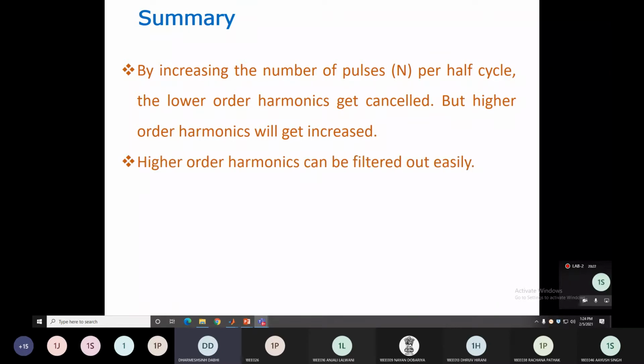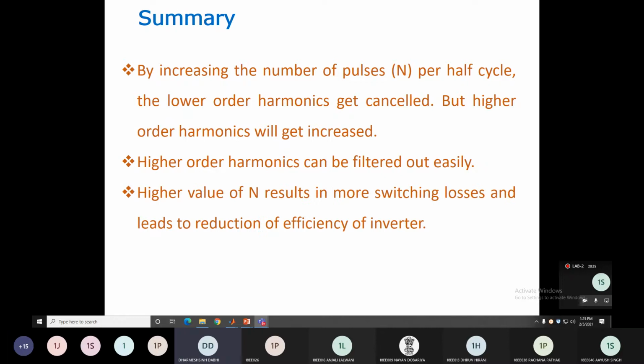Okay. The second advantage is that the higher order harmonics can be filtered out easily because you require a small size of filter. So the cost of this small size filter is less. So that is another advantage.